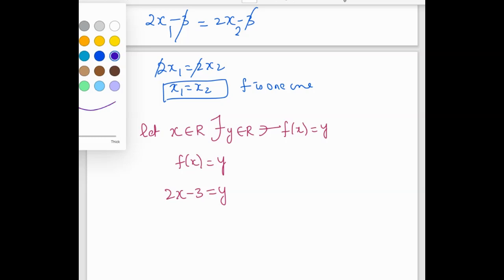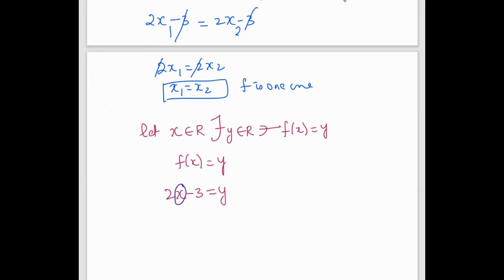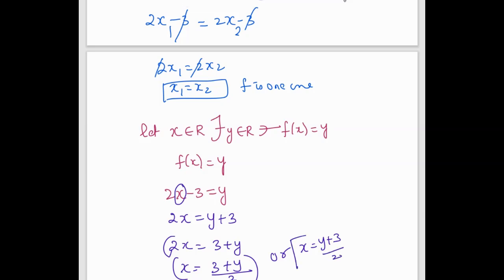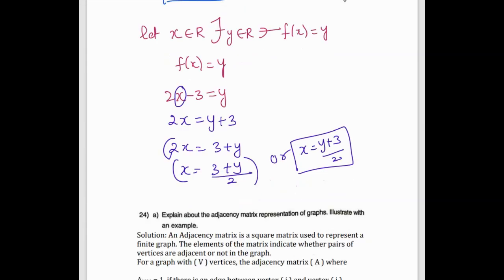Okay, so now leaving x, we have to shift everything to the other side. So minus 3 goes to the other side and becomes plus: 2x equals y plus 3. Then x, the multiplication goes to the other side and becomes division. So x is equal to (y plus 3) divided by 2. Since we have changed it into the form of a formula for x, therefore f is onto.